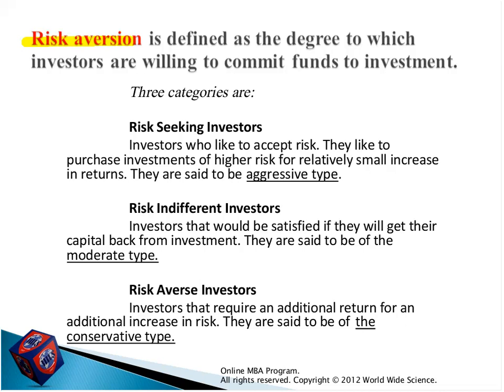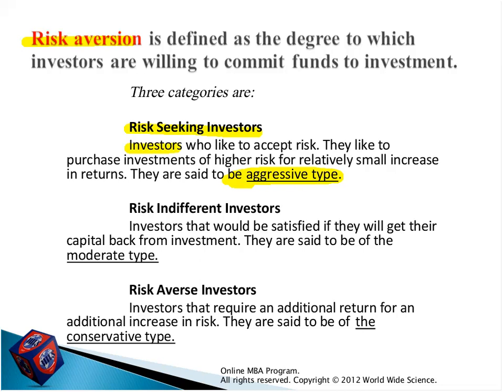First is the risk-seeking investor. These are investors who like to accept risk. They like to accept the highest risk, which needs a very huge investment, and they like to purchase investments of high risk for relatively small increased returns. They are said to be the aggressive type. Even if the project brings very small returns, small profit, they accept those projects with the highest cost. This is the aggressive type of risk investor.